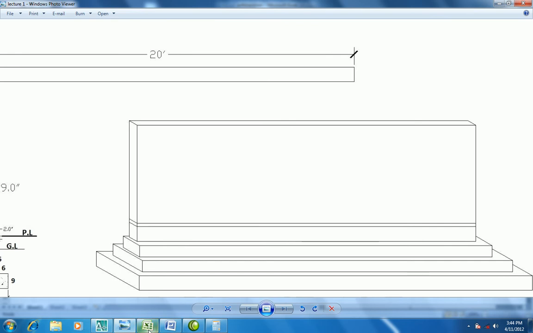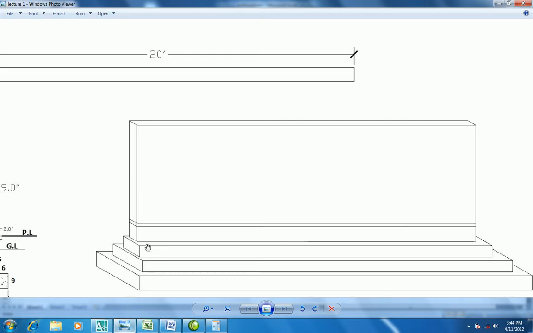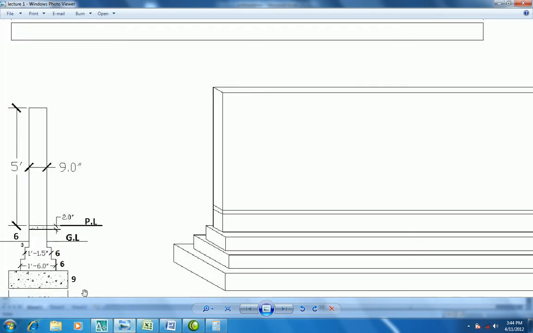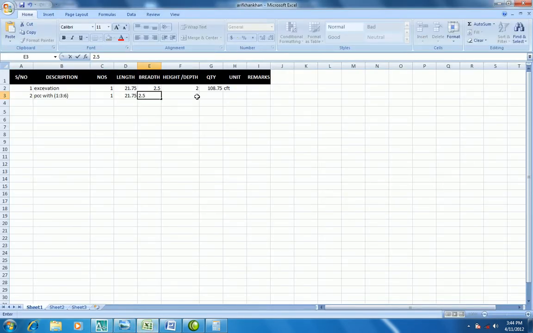So the length for the PCC should be 21.75, that's okay. The breadth for PCC should be the same, that's okay, but the height will change for PCC, that's okay. The height, so the thickness of the PCC is from here up to there, that's okay. So that is with us 9 inches, that's okay. So when we convert 9 inches into feet, it will become 0.75, that's okay. So that means you draw them below, so it itself will get calculated, that's okay.